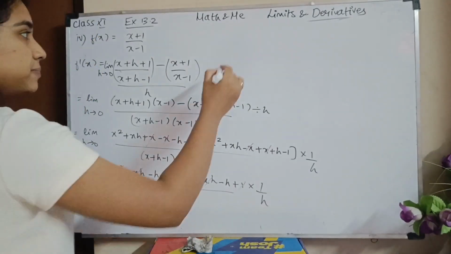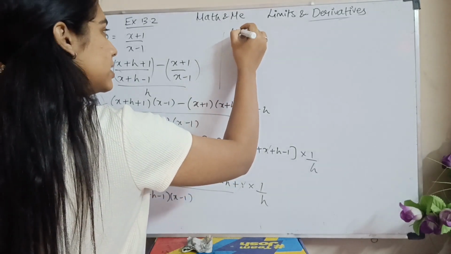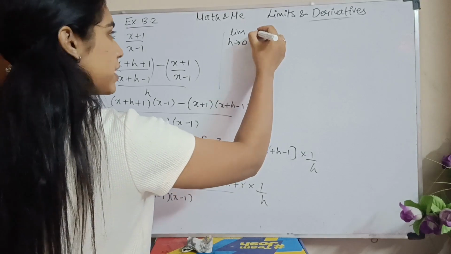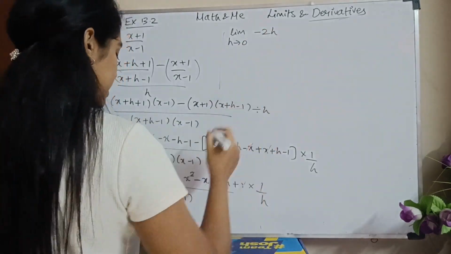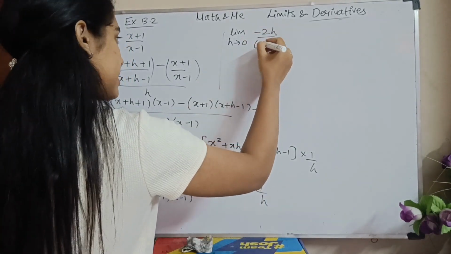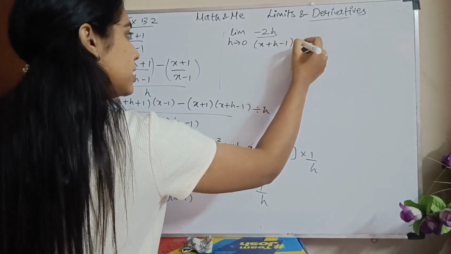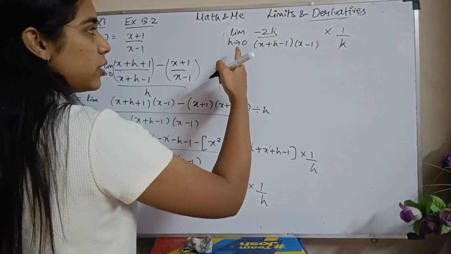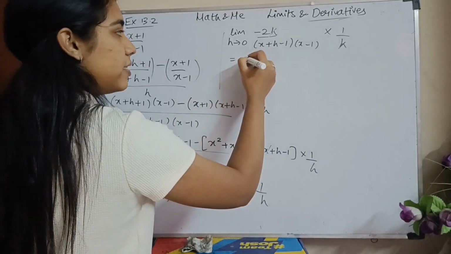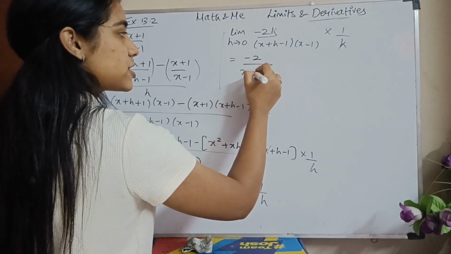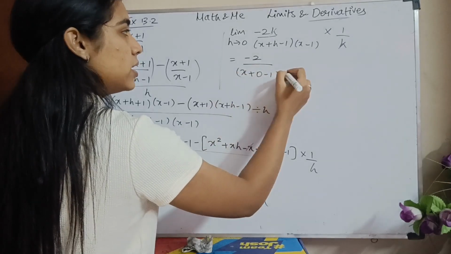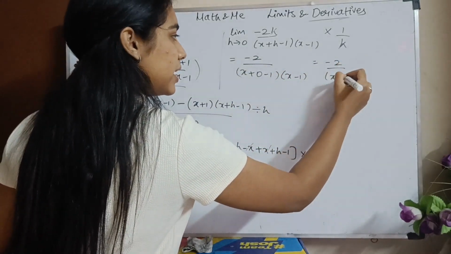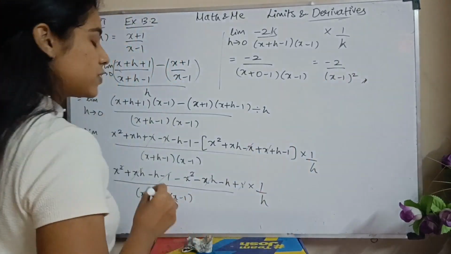So what am I left with? I'm left with limit h tends to 0 of minus h minus h, which is minus 2h divided by x plus h minus 1 times x minus 1 into 1 by h. So the h cancels. Now I'm going to substitute the value of 0. So I have minus 2 divided by x plus 0 minus 1 times x minus 1. So I have minus 2 divided by x minus 1 the whole square. Okay, so this is my final answer.